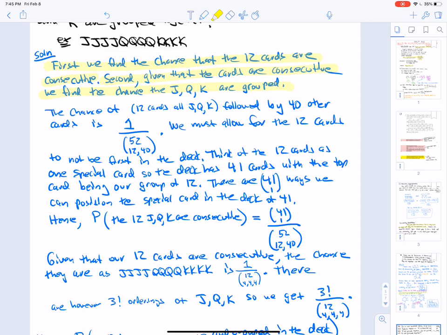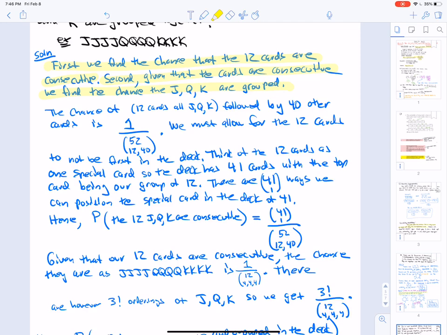But there's no need to assume that the jack, queen, king cards are the first 12. It could be cards 2 through 13 or 3 through 14 and so on. So we're going to do a trick. We're going to clump the 12 consecutive jack, queen, king cards together and call it a special card, so that our deck actually has 41 cards, with the top one being the special card of sort of 12. And note that there are 41 places that special card can go.